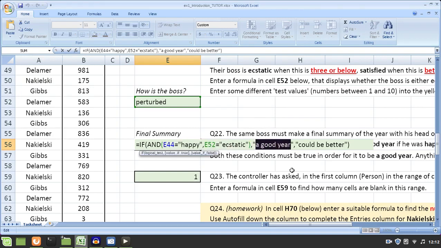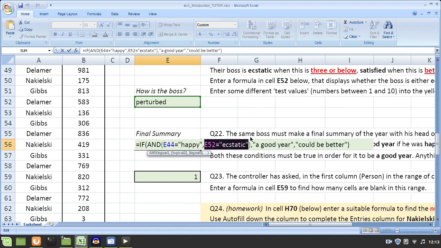So you'll see here we have the word AND, then we have an open bracket, which is green, and a closed bracket here, or closed parenthesis, which is green here. Okay, so both of these conditions must be true for a true outcome. So it's only a good year if E44 is happy and E52 is ecstatic.